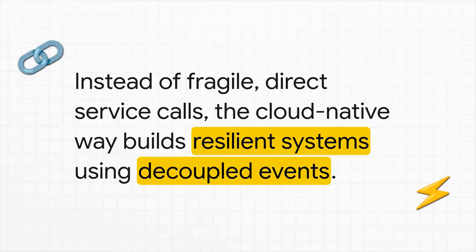All right, let's talk about the next piece of this beautiful puzzle. In that old traditional story, all the services were probably calling each other directly, tightly coupled. The big problem there is if one service goes down, it can start a domino effect, taking everything else down with it. The cloud-native way is all about building resilient, decoupled systems that avoid this trap.